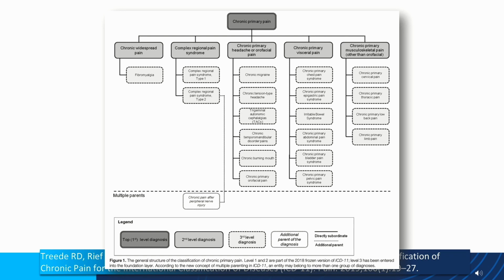Moving on to visceral pain, a lot of people don't understand that visceral pain, so pain within an organ of the body, such as the intestines, such as the pelvis, can be a primary pain condition. And that includes chest pain syndromes, epigastric pain syndromes, IBS, irritable bowel, and so on, including bladder and pelvic pain. So these are primary chronic pain conditions. And the same thing applies to musculoskeletal pain. You don't have to have a cause to get musculoskeletal pain. Cervical pain, thoracic pain, back pain, and chronic primary limb pain as well.